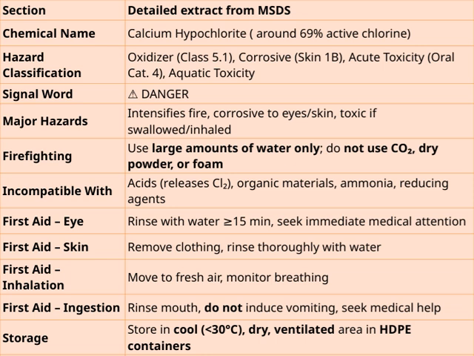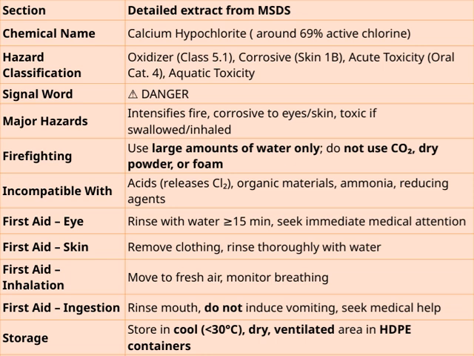Storage conditions are equally important. Store calcium hypochlorite in a cool, dry, ventilated area, ideally in high-density polyethylene containers, and keep the temperature below 30 degrees C to prevent decomposition or reactions. Environmental impact is significant. This chemical is very toxic to aquatic life, so it must be handled carefully to prevent any release into drains or water bodies, which could cause severe environmental damage.